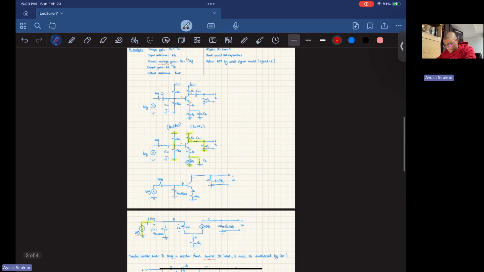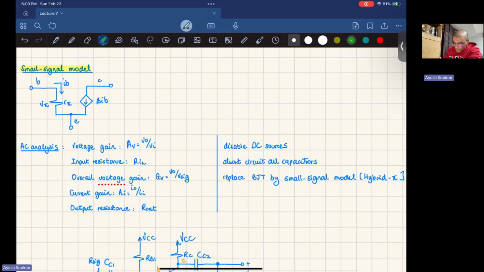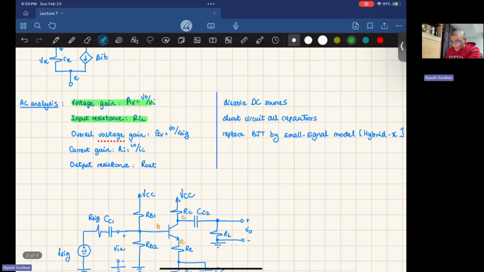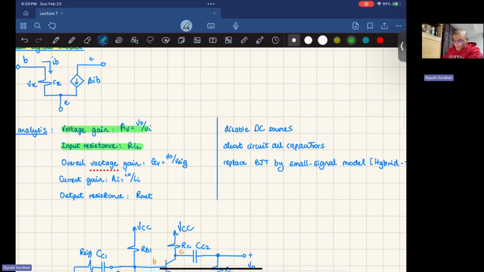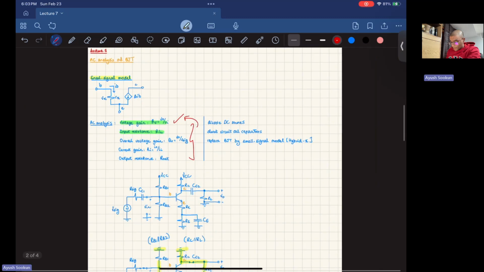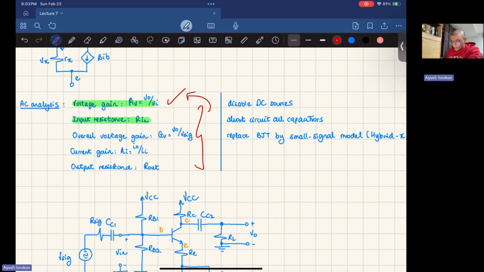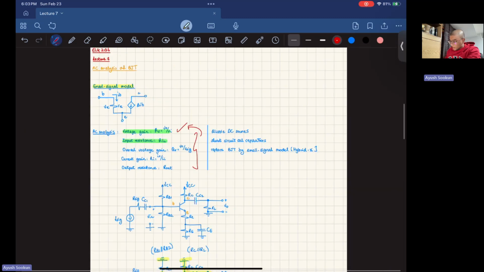So we found this. This has been done, and this has been done, and now we want to find the overall voltage gain. And usually, the moment you find this thing, the rest follows from this, right? You will see in a minute why I say that the overall voltage gain is going to depend on this.